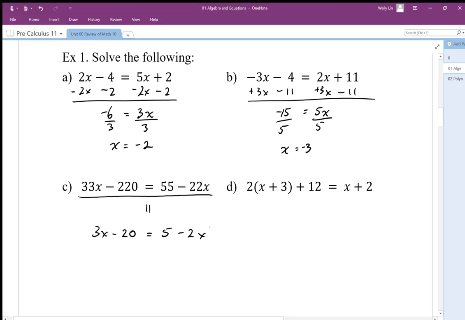So again, I'm going to move the x's to one side. I'm going to add, and again, the only rule is balance. You can do whatever you want to an equation as long as it's balanced. So 5x is equal to 25, and solving this, I get x equals 5.